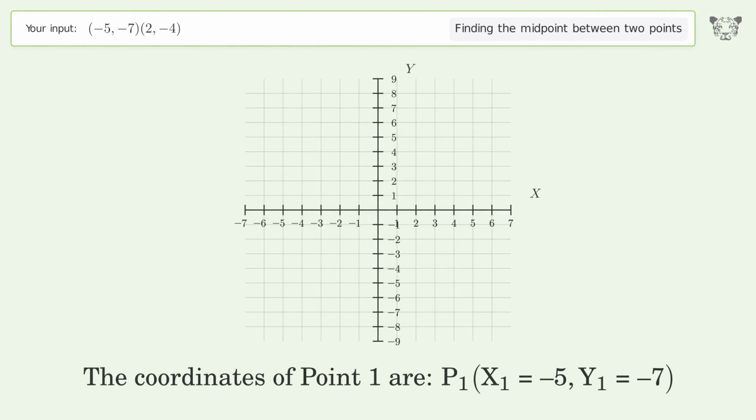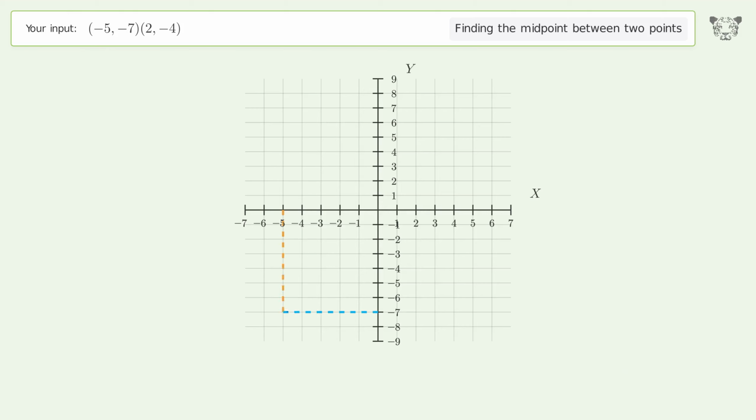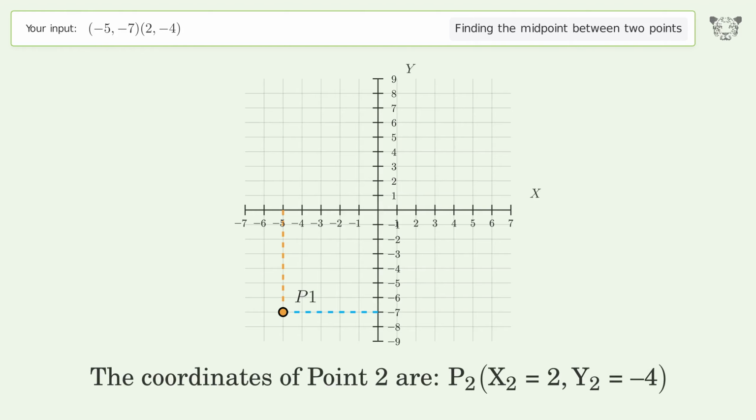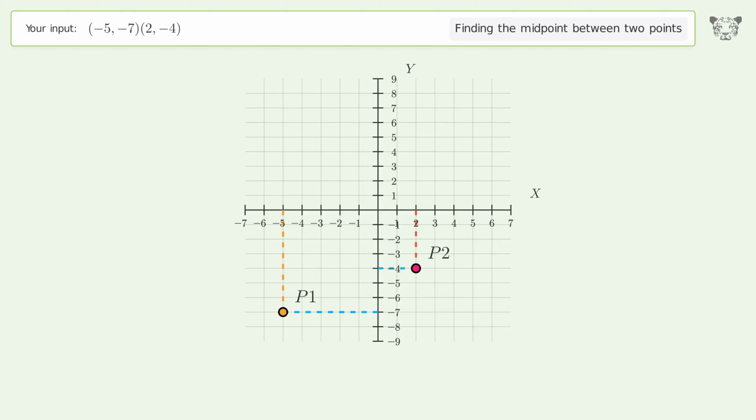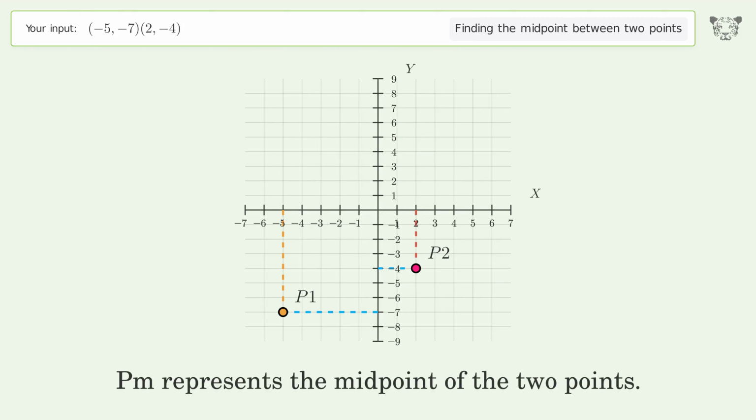The coordinates of point 1 are, x1 equals -5, y1 equals -7. The coordinates of point 2 are, x2 equals 2, y2 equals -4. PM represents the midpoint of the 2 points.